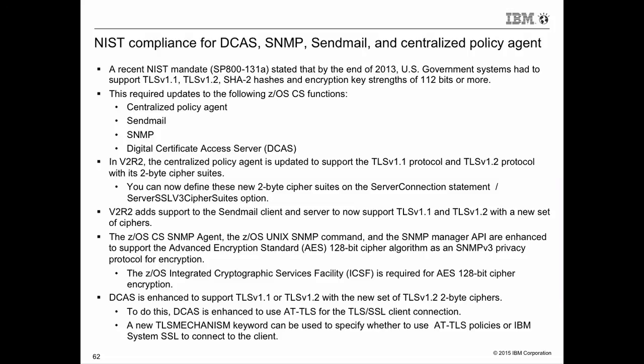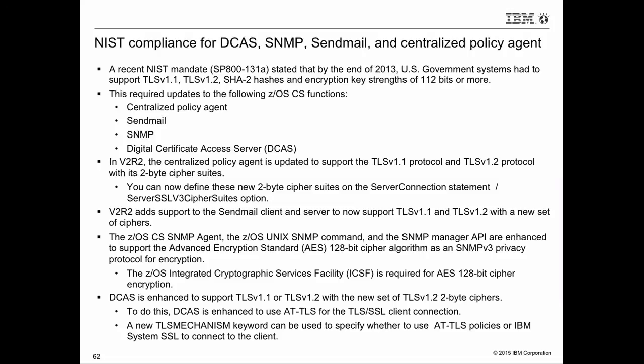particular NIST standard. And so this chart then goes down through and tells you what we've done to update all of them. I don't think it's necessary to read through all this, but the gist in all cases is that we did whatever extensions were necessary to support TLS 1.2 and the enhanced cipher suites that this NIST standard requires. In some cases, for example with DCAS, it was a matter of just taking an existing application and AT-TLS enabling it.